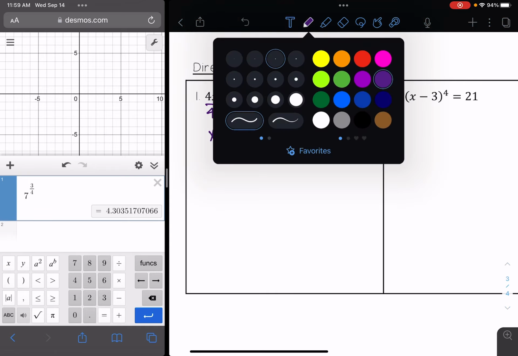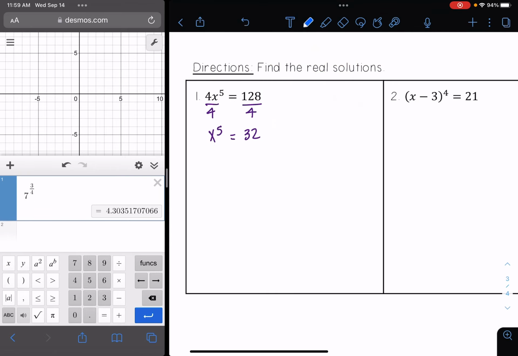And now to get rid of that fifth power, I'm going to go ahead and take the fifth root from both sides. Now, for this next step, you have a couple of different ways to figure that out. First, you could just recognize in your head that 2 raised to the fifth power gets me 32, so I get x equals 2.